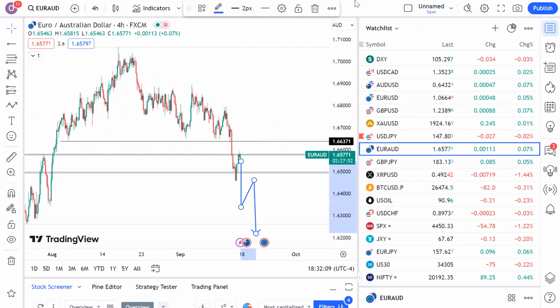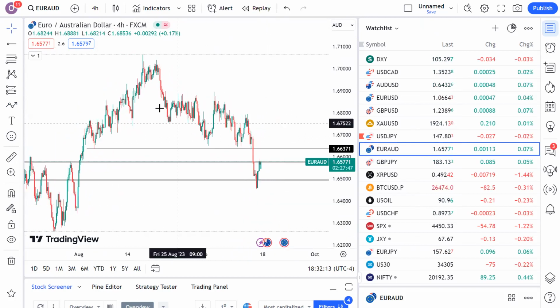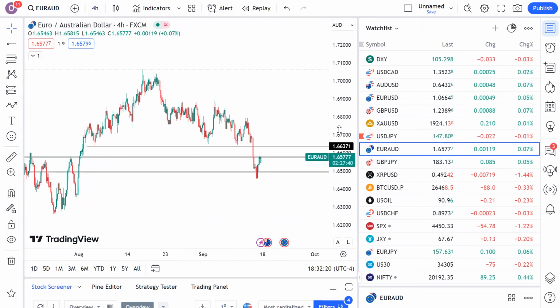But until that happens, I would still be on the bullish side, looking for areas to buy it, but it just doesn't look too bullish at the moment, right? So I'm not going to be looking to trade Euro AUD at the moment, right? We'd be looking for more confirmations. So that's how I feel about Euro AUD.